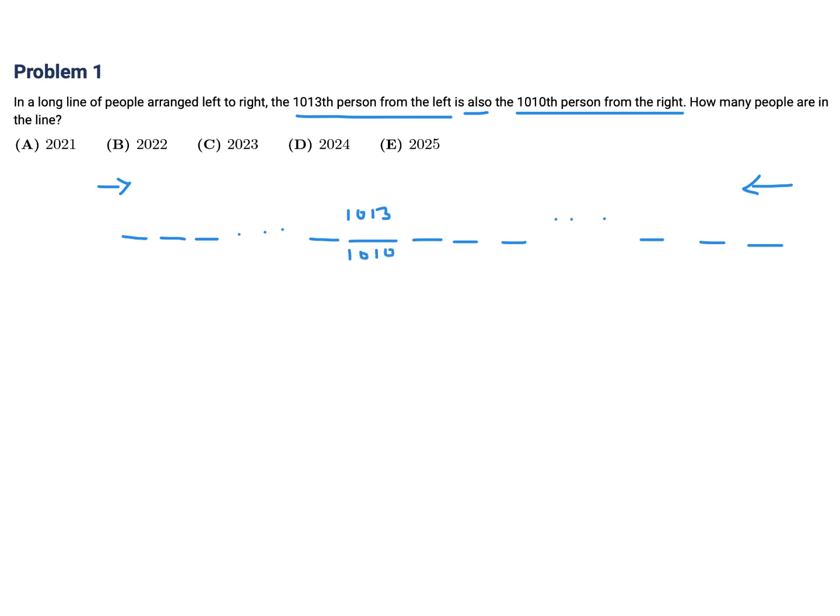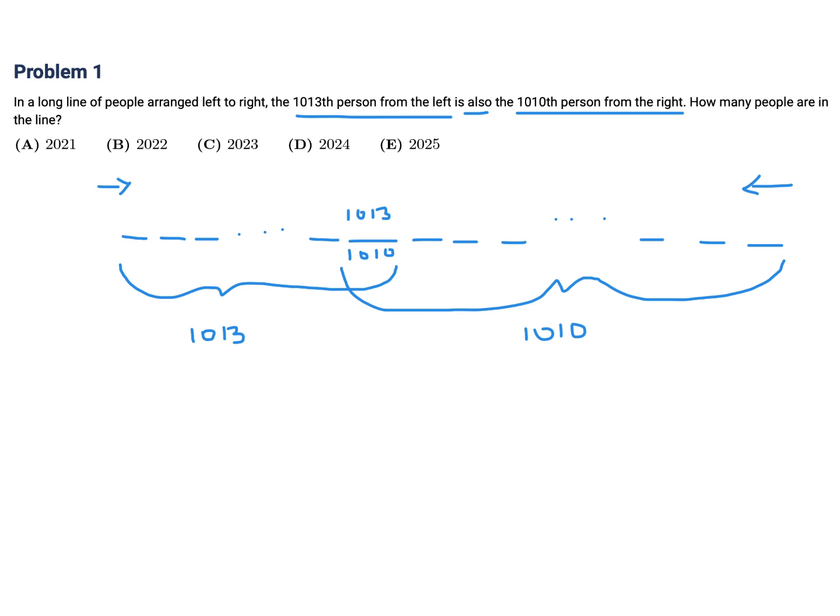They want to know how many total. That shouldn't be a problem. From here to here, that's 1013, correct? And then from here to here, that's 1010. So the total would be 1013 plus 1010, but because we counted this person twice, we have to subtract it once. So this all comes out to 2022. So that would be answer choice B.